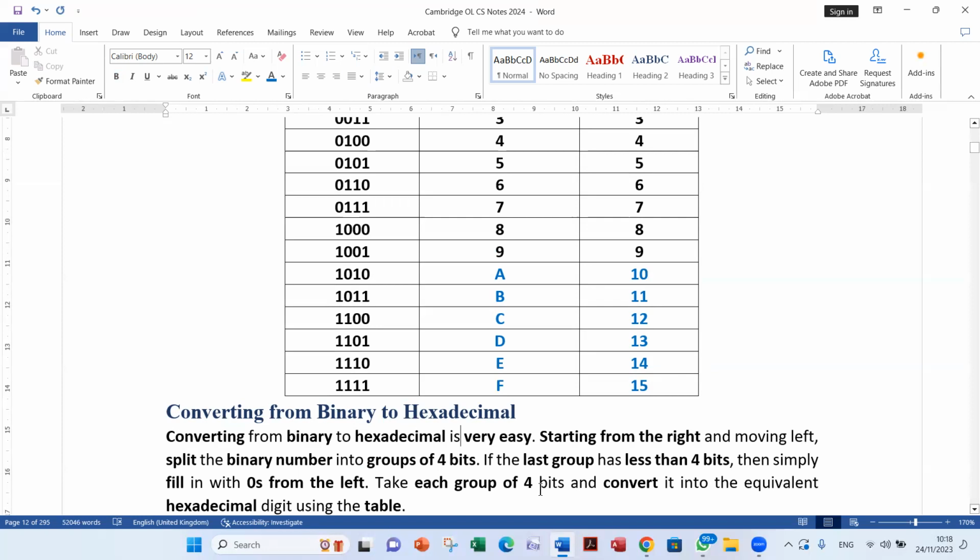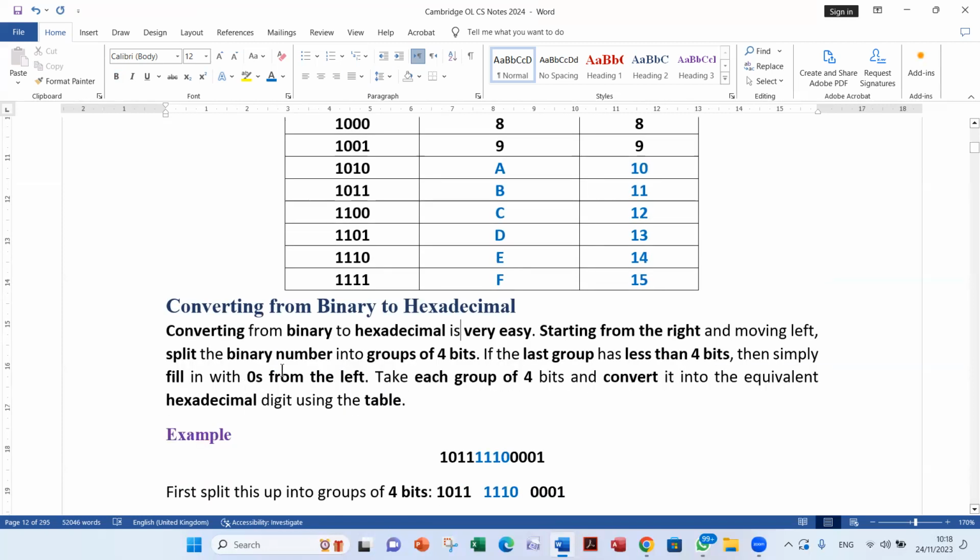Starting from the right and moving left, split the binary number into groups of 4. Why do I need to start from the right? Because if they are not multiples of 4, you may fill zeros on the left. Zeros on the left are insignificant. If the last group has less than 4 bits, then simply fill in zeros from the left.